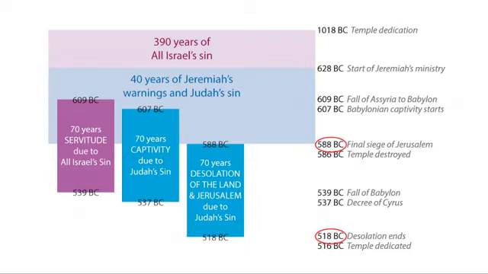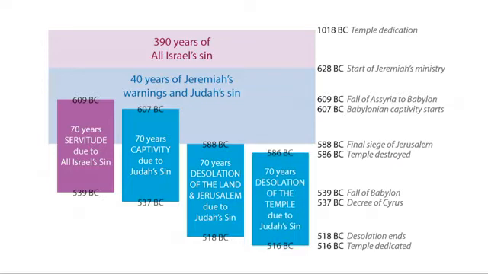Finally, at the end of 2 more years, the walls of Jerusalem were breached and the temple was destroyed, beginning the 4th 70-year period of judgment, the 70 years of the desolation of the temple, from 586 BC until 516 BC, when the rebuilt temple was dedicated.